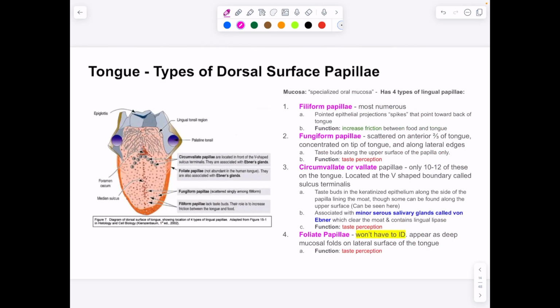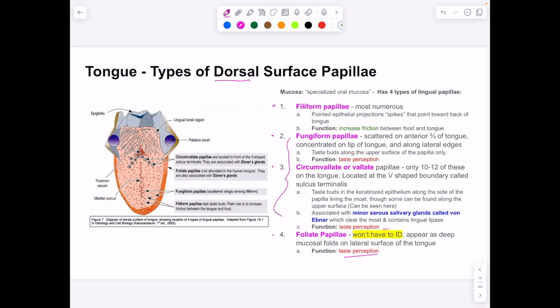Okay, so then on the dorsal side, the top of the tongue, we have all of these weird projections that go upwards, and they have different functions. Primarily, three of them do taste perception, and then the most numerous one is just for friction to help move food.